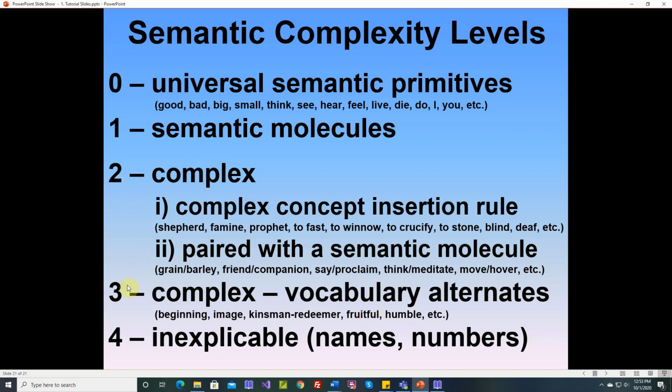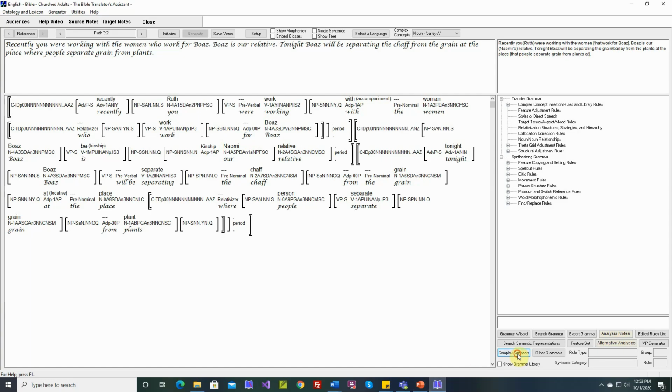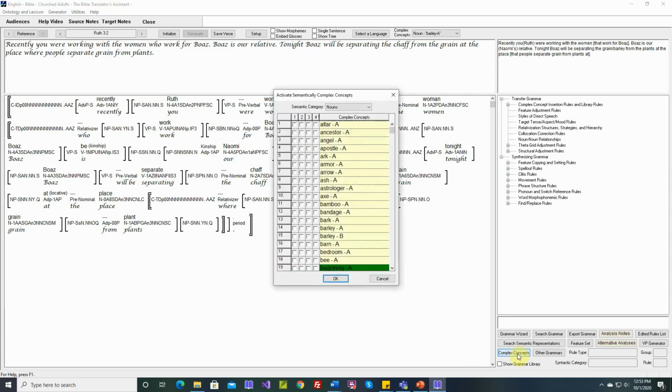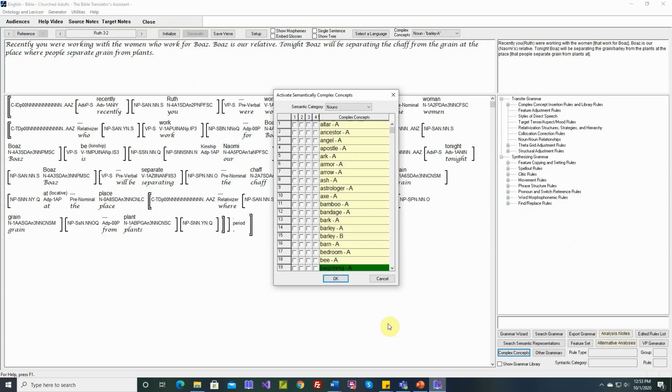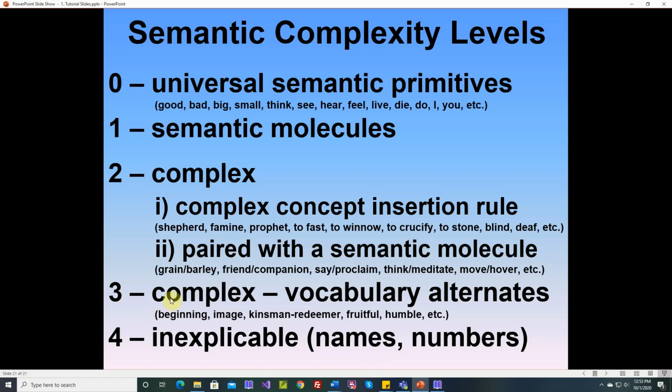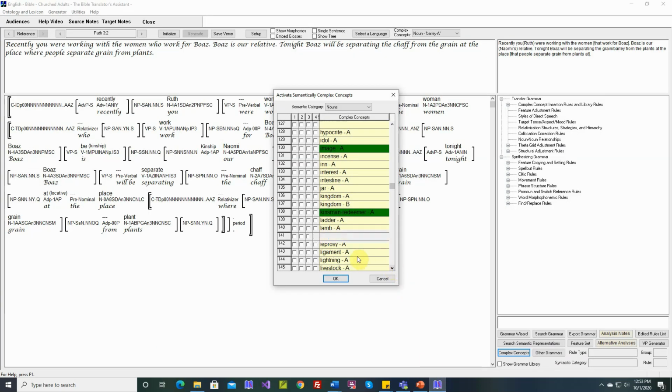So it's these 2 categories that we're looking at in the complex concepts dialogue. And we see here, okay, the words in category 2 are in yellow. The words in green, there aren't very many of them. The words in green are in this level 3, complex, and they're only in vocabulary alternates. Now all you need to do here is activate.